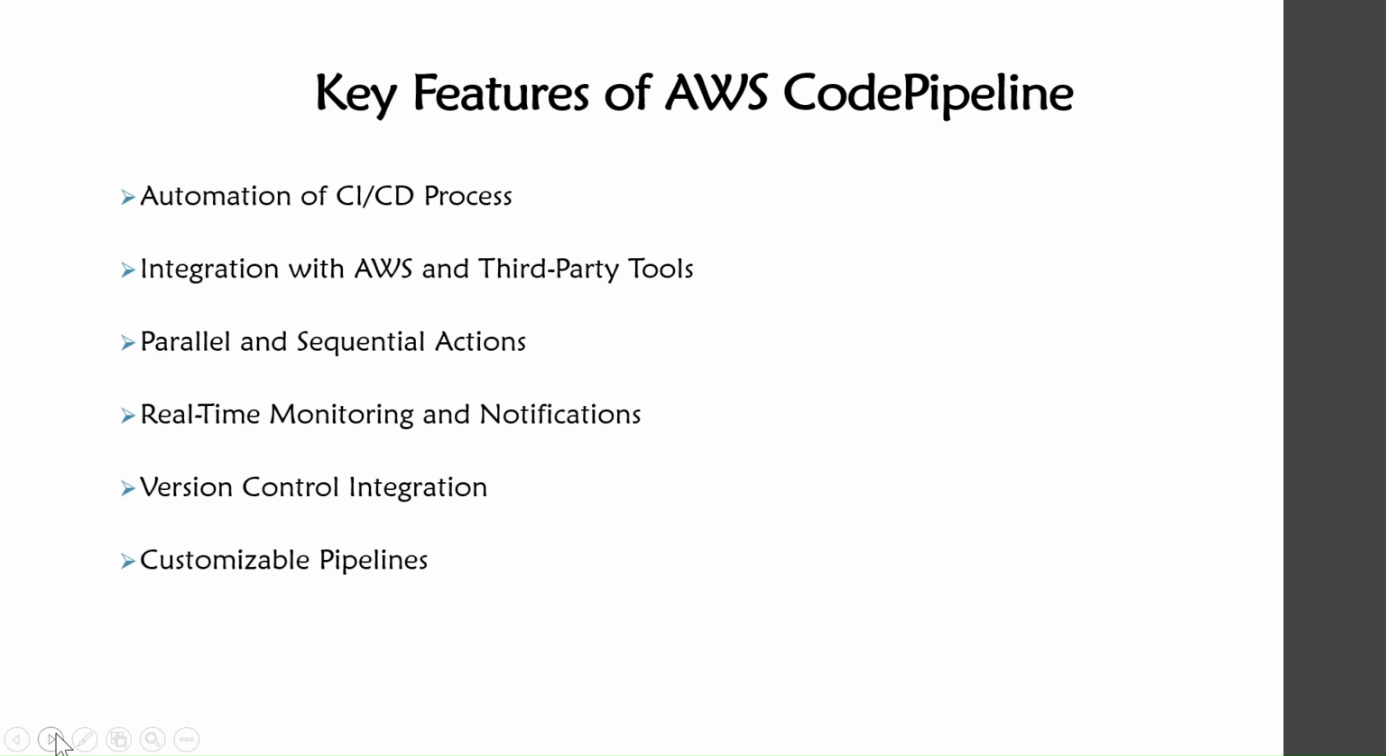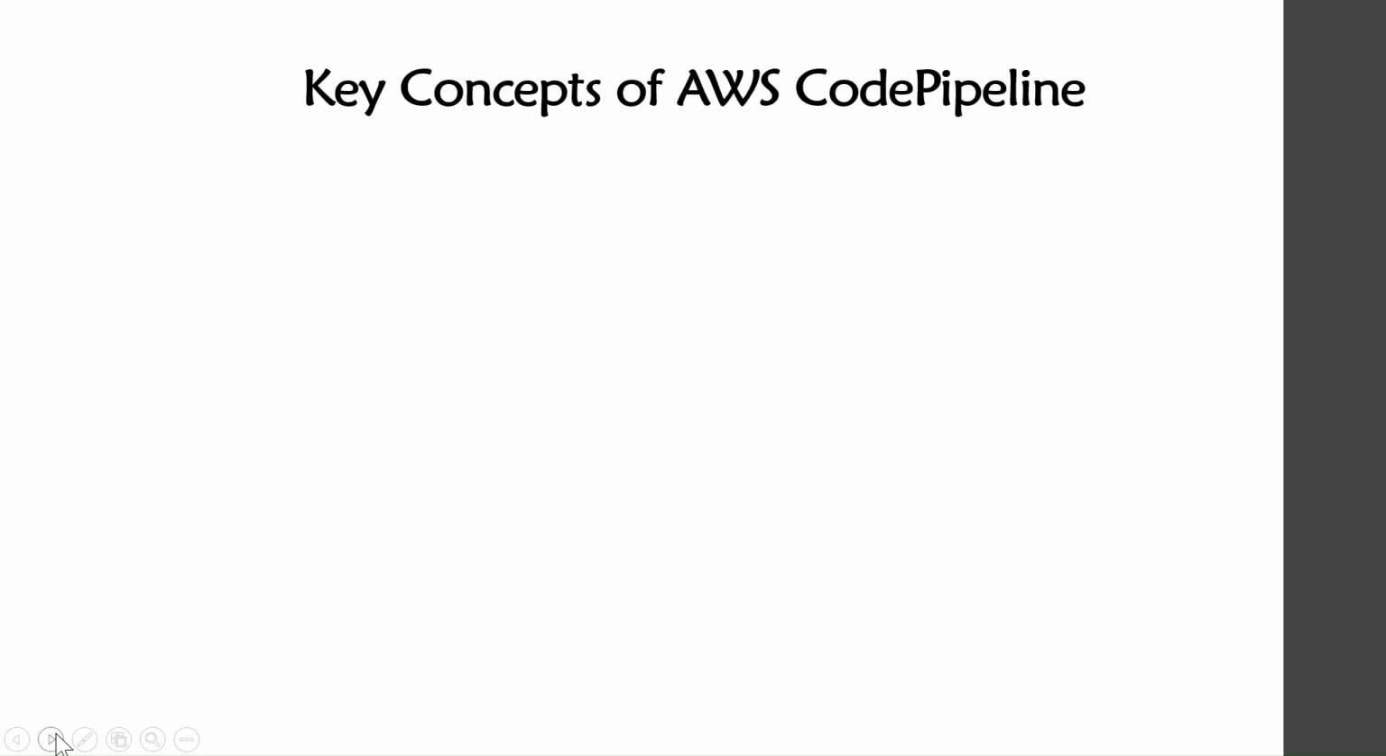CodePipeline is highly customizable, allowing users to define custom actions and workflows at each stage. For example, you can integrate additional steps for security scanning, manual approvals, or approval gates. The next thing we have is the key concepts of AWS CodePipeline.